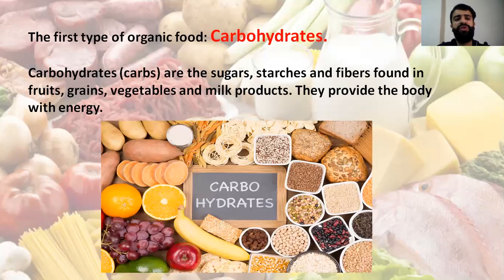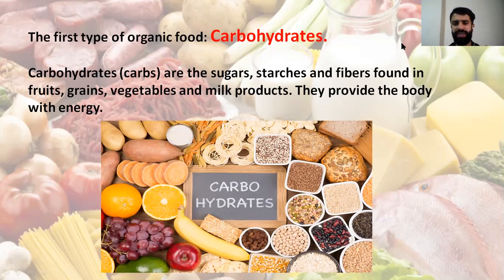So let's start with the first type of organic food. It's called the carbohydrates, or you may hear them called the carbs. Those who go to the gym and know about sports and nutrition know what I'm talking about, the carbs. Carbohydrates, or the carbs, are the sugars, the starch, and the fibers that are found where? In the fruits, in the grains, in the vegetables, and the milk products. They are a good source of energy.